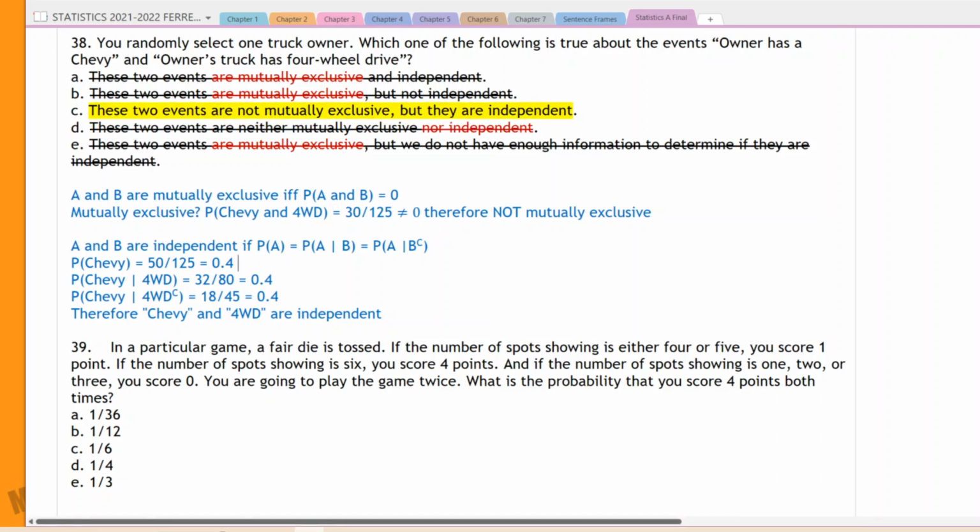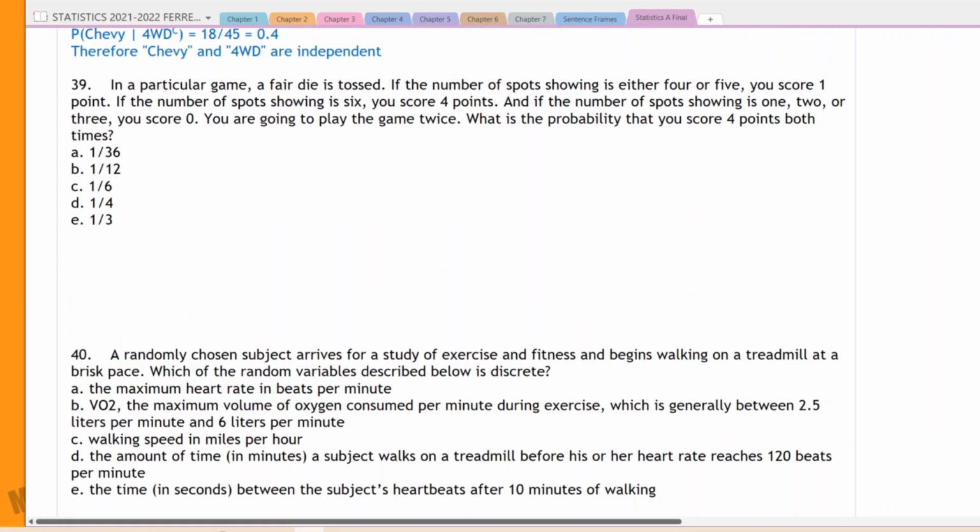Therefore, letter choice C has got to be correct. Now, this was probably the hardest one we've had all day long, or at least for this video. You've got to know the definitions here of mutually exclusive and independent, and you have to be able to show that they are independent. So that brings us to question 39. Got a couple more here to go.